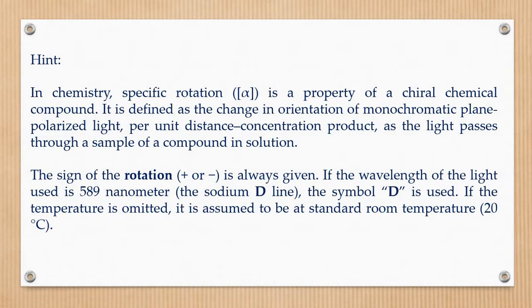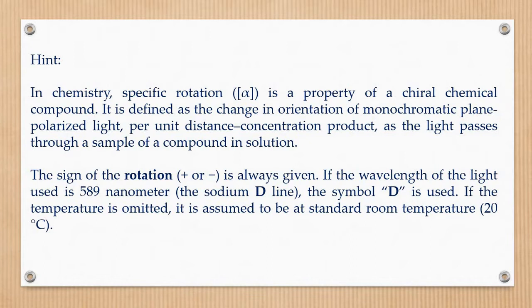In chemistry, specific rotation is a property of a chiral compound. It is defined as the change in orientation of monochromatic plane polarized light per unit distance concentration product as the light passes through a sample of a compound solution. Usually the specific rotation is denoted by the symbol alpha. If the wavelength of the light used is 589 nanometer, the sodium D line, the symbol D is used. If the temperature is omitted, it is assumed to be at standard room temperature between 20 to 25 degrees Celsius.